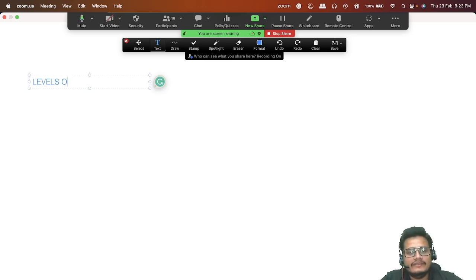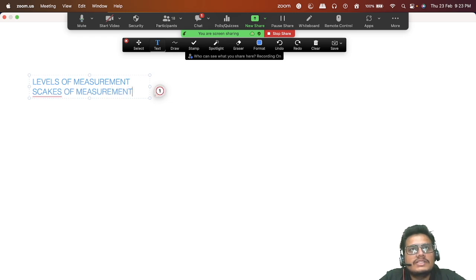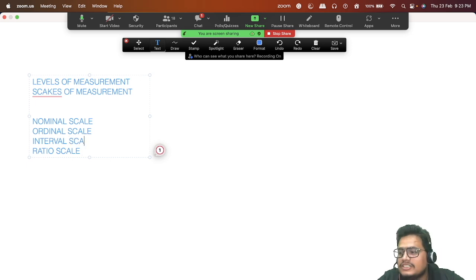So next topic is levels of measurement. We have basically 4 levels of measurement. You can also call them scales of measurement. So we have nominal scale, we have ordinal scale, we have interval scale, and we have ratio scale. So these are the different scales of measurement that we have. These scales of measurement tell us how precisely my variables are being recorded. Now what is a nominal scale?